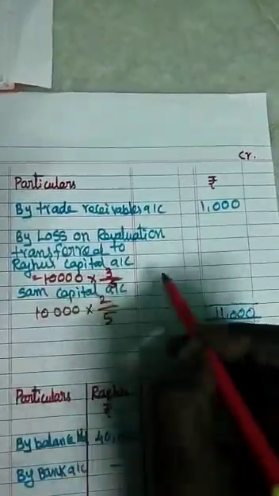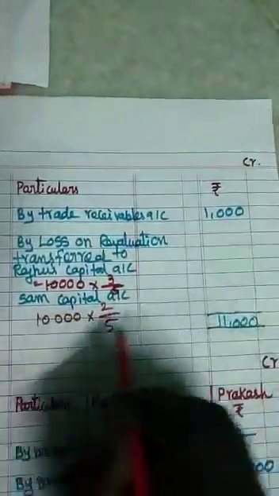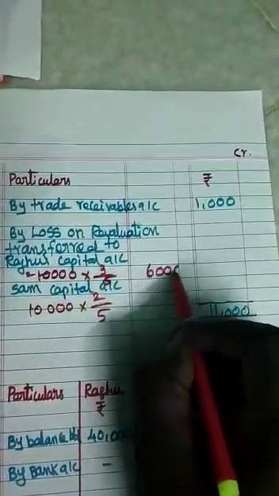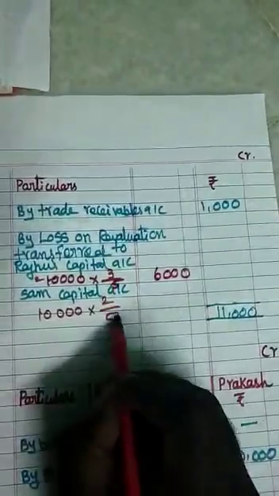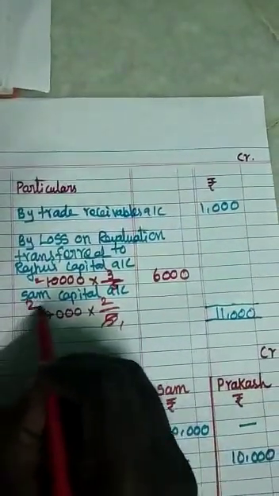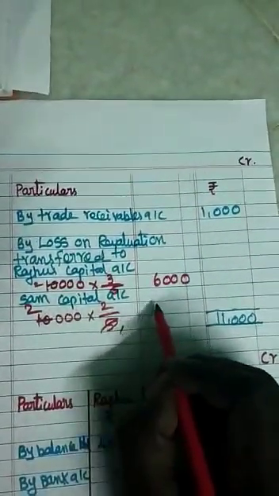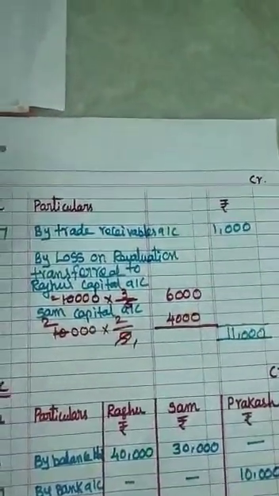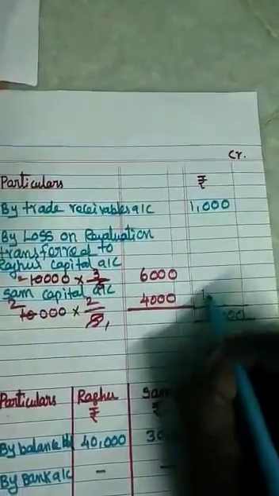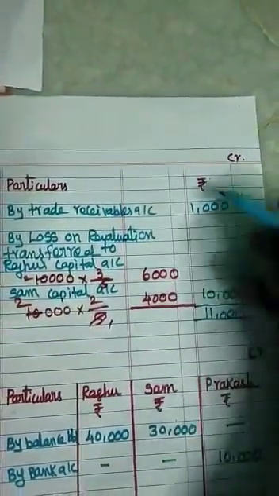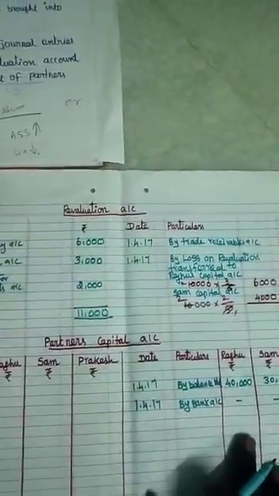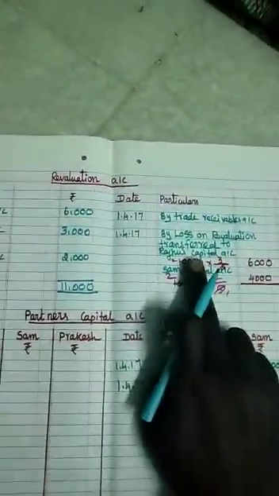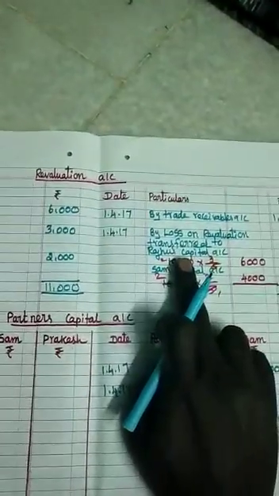2,000 into 3 is equal to 6,000. So 6,000 for the first partner, Rahu. 1 5 is 5, 2 5s are 10, so 2 into 2 is 4, 4,000. So 4,000 for Sham. The total amount of 10,000 is written in the outer column. Now when I balance, you get 11,000. Now it is balanced.